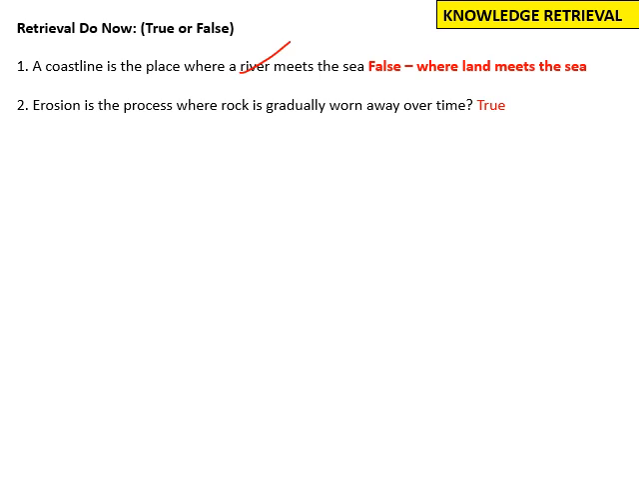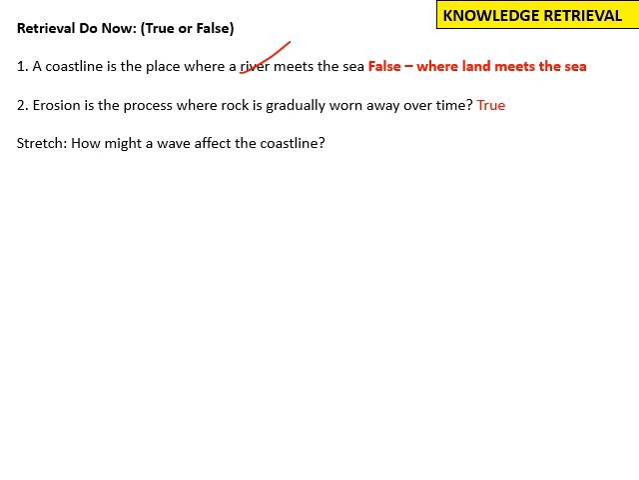Erosion is the process where rock is gradually worn away over time. Were you aware of this? That is true. So we're looking at this rock being broken down by the sea, and we will see that today in the lesson. And the stretch: how might waves affect the coastline?